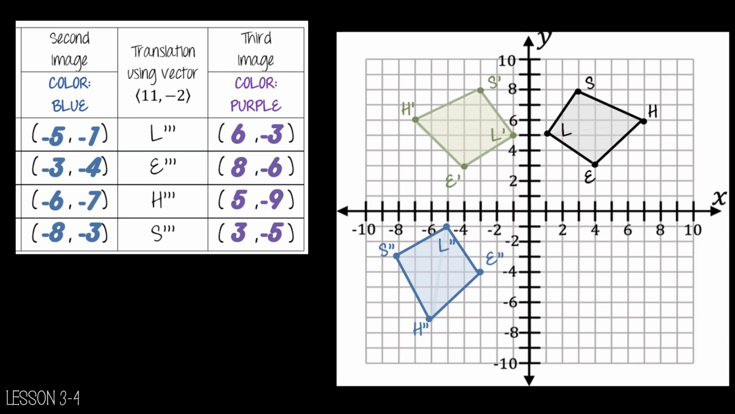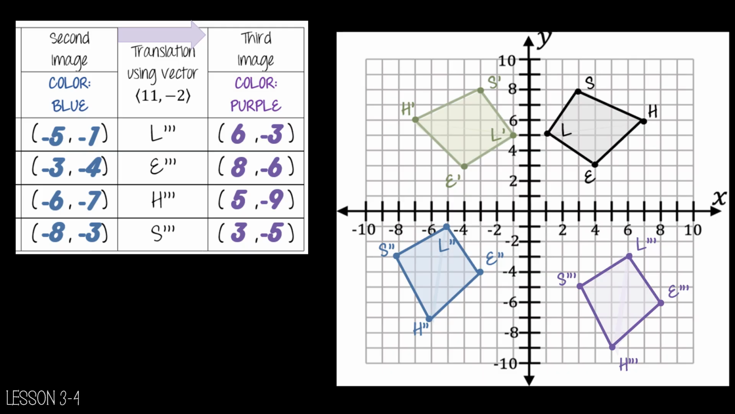This will be L triple prime, E triple prime, H triple prime, and S triple prime. Here we go. L triple prime is at 6, -3. E triple prime is at 8, -6. H triple prime is at 5, -9. And S triple prime is at 3, -5. And it looks the same. It was just slid to the right and down.